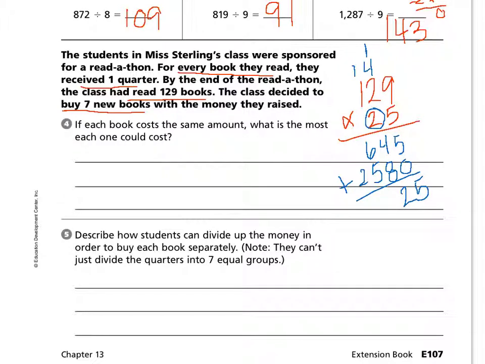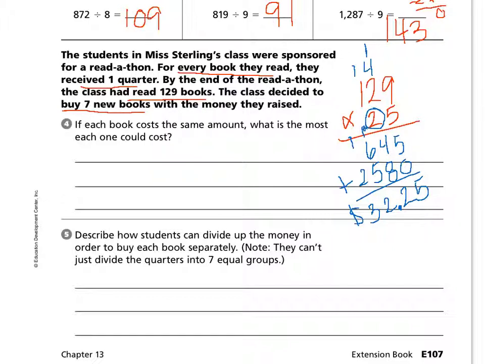4 plus 8 is going to be 12. Carry the 1. 1 plus 6 plus 5 is going to be 12. Carry the 1. 1 plus 2 is going to be 3. So I know that she was able to raise $32.25, because each is worth a quarter.